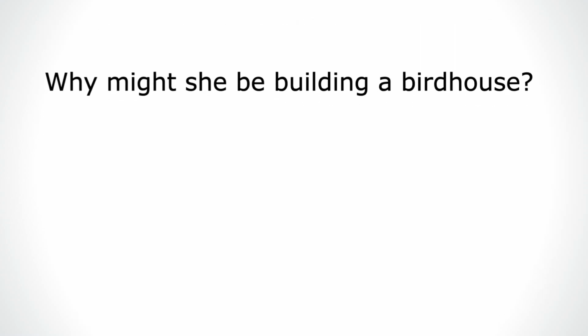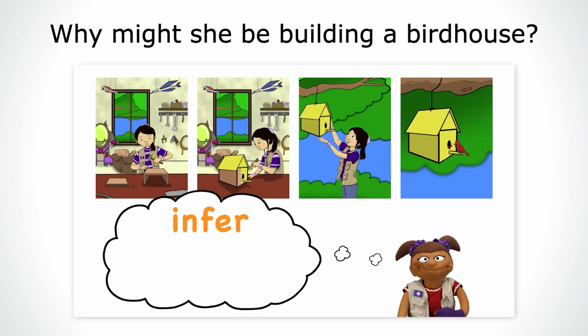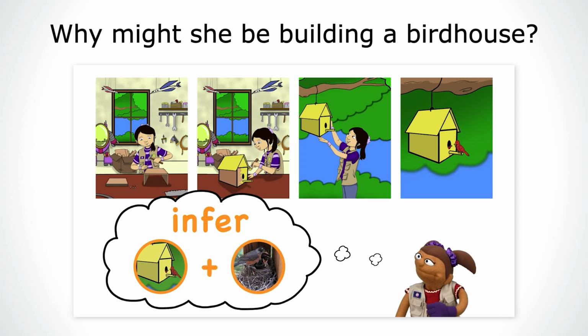So take this question. Why might the character be building a birdhouse? To answer the question, children use the clues they see in the pictures and combine it with their background knowledge about birds to make an educated guess. Eventually, they will apply these skills to the stories they read on their own.